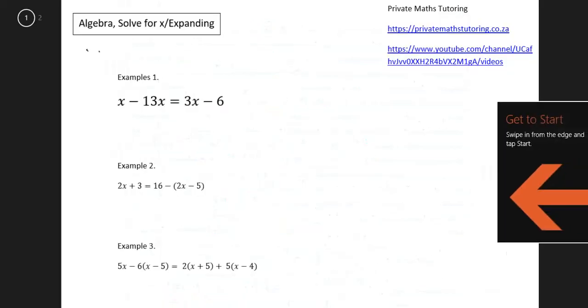Hi guys, so we're looking at algebra and we're solving for x, or we are expanding.